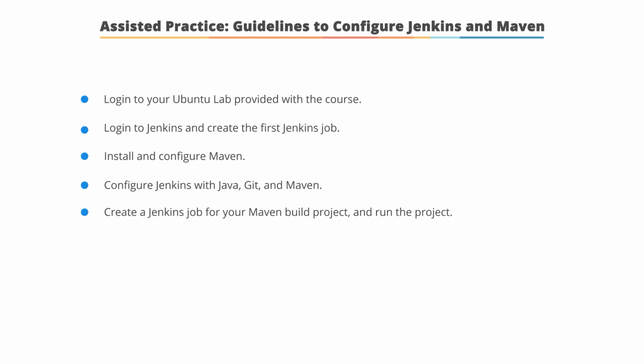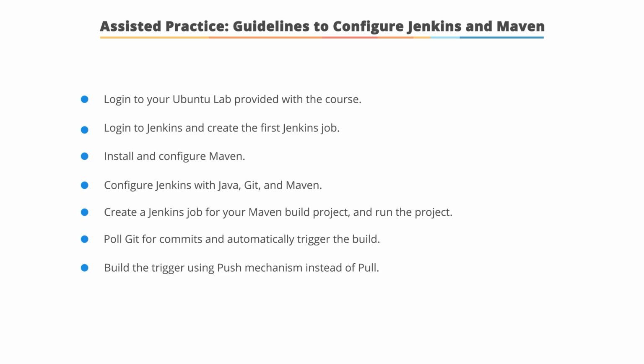Number 5, create a Jenkins job for your Maven build project and run the project. Number 6, poll Git for commits and automatically trigger the build. Number 7, build a trigger using the push mechanism instead of pull. Number 8, repeat steps 6 and 7 multiple times to observe the results in the console output section.